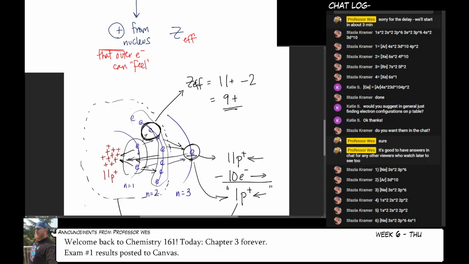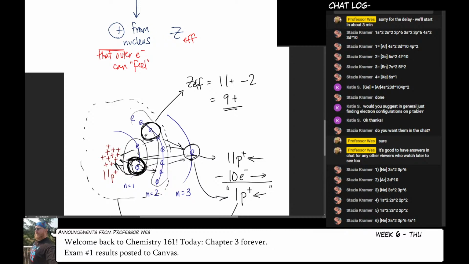There we go. So you can figure out Z effective for anything. Z effective for the innermost electron will always just be how many protons. So for example, this one right here in the middle feels the full 11 protons because there's nothing between it and the nucleus. So the number of shielding electrons would be 0. But as you add extra layers, the core electrons get in the way, and they shield out the effect of the nucleus for the outermost electrons.